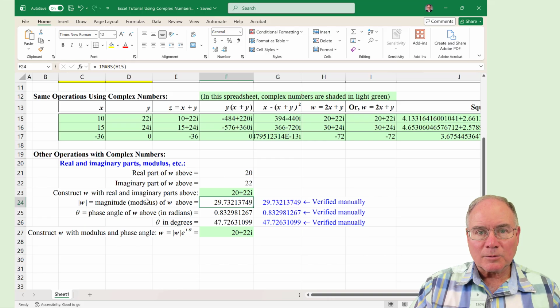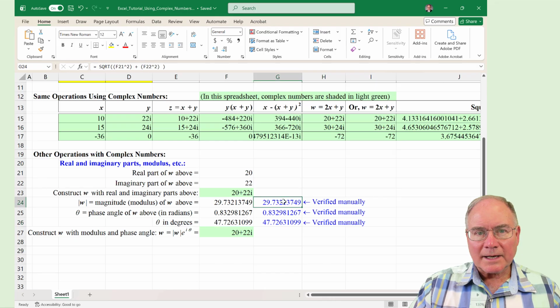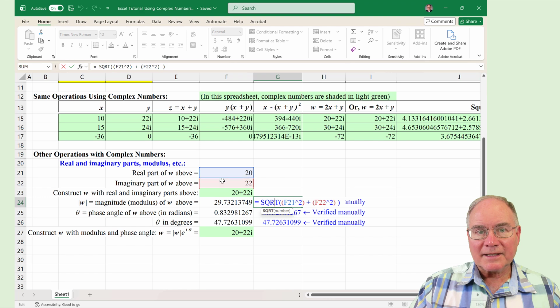The magnitude or modulus of a complex number is IMABS. It's like an absolute value. Phase angle is IMARGUMENT of the imaginary number, and I converted that to degrees. I verify these in different ways. The modulus, by definition, is the square root of the real part squared plus the imaginary part squared. So I did that operation on these two cells, and I get the same answer.